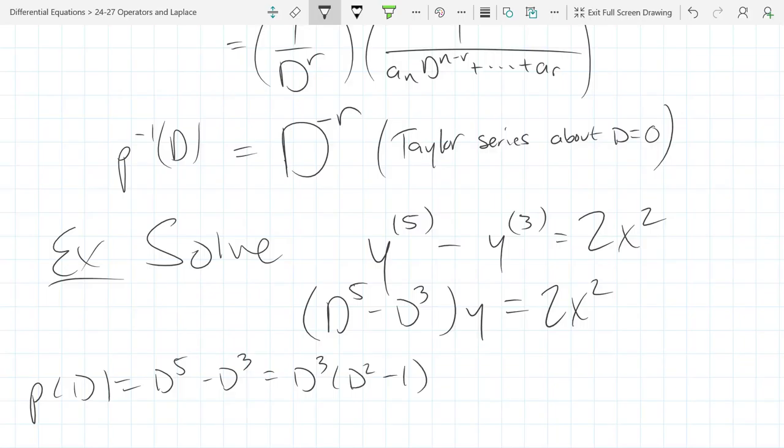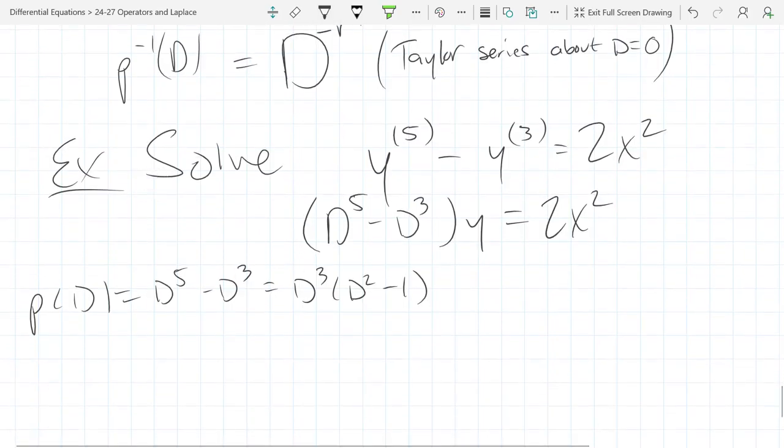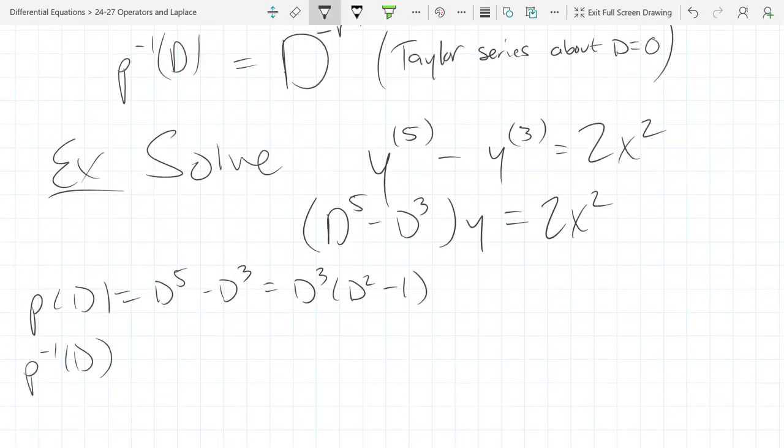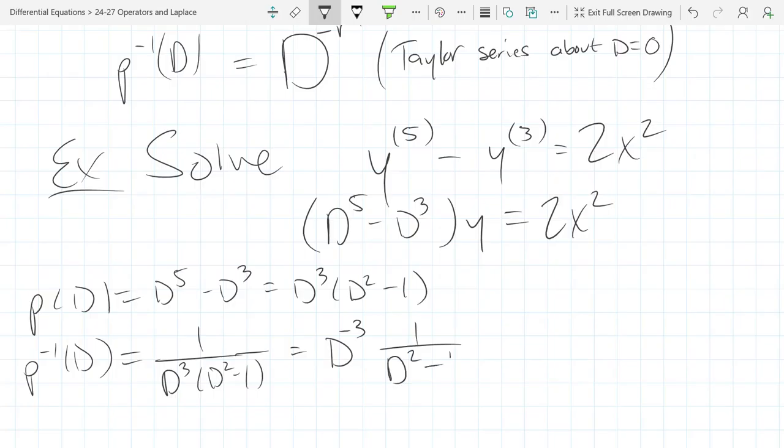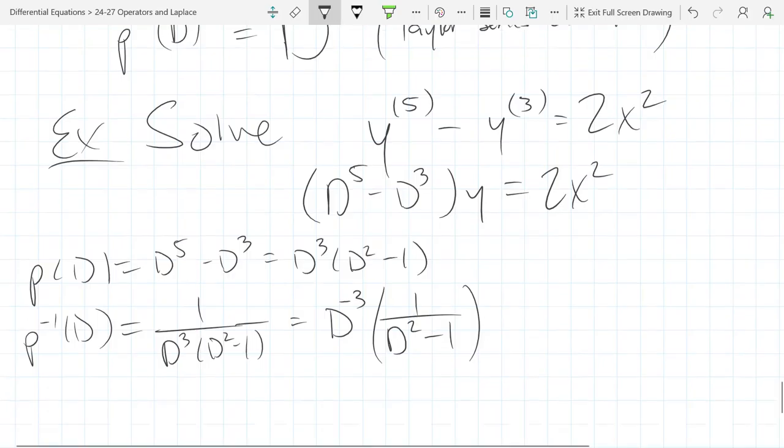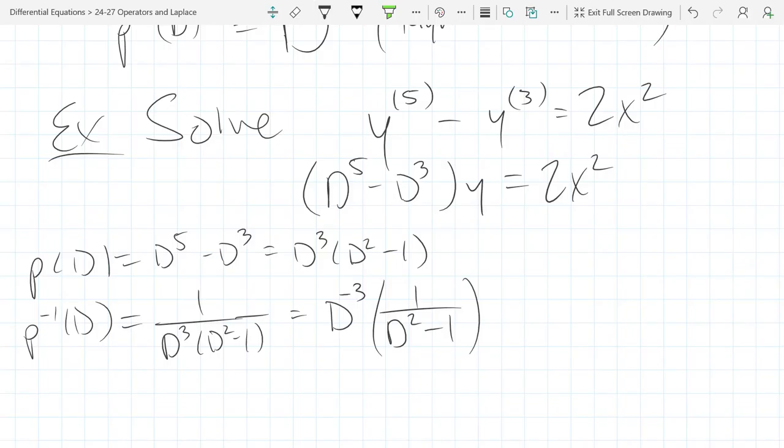So it's pretty easy to factor the d cubed out of this one. P inverse is 1 over d cubed times (d squared minus 1), so that'll be d to the negative 3. I think the Taylor series expansion is an important skill to know and to practice, so I want you guys to invert that operator right now.